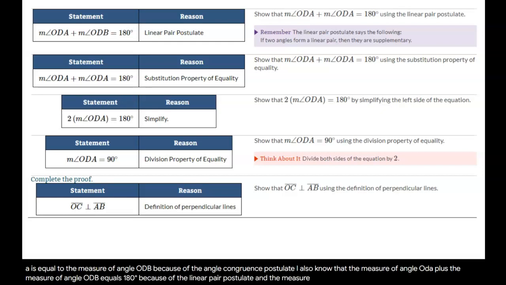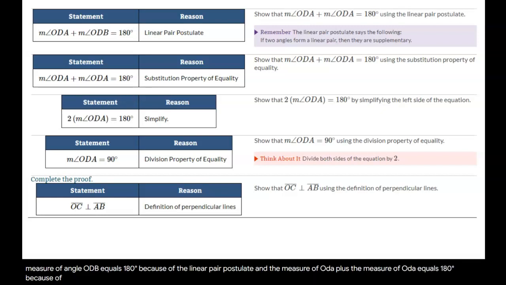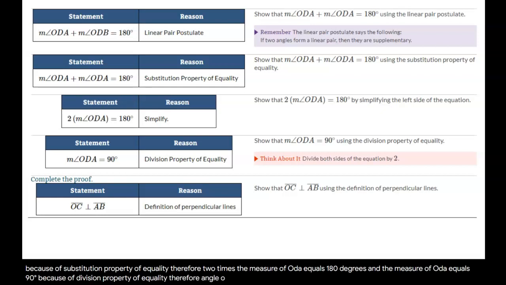And the measure of ODA plus the measure of ODA equals 180 degrees because of the substitution property of equality. Therefore, 2 times the measure of ODA equals 180 degrees, and the measure of ODA equals 90 degrees because of the division property of equality. Therefore, OC is perpendicular to AB by the definition of perpendicular lines.